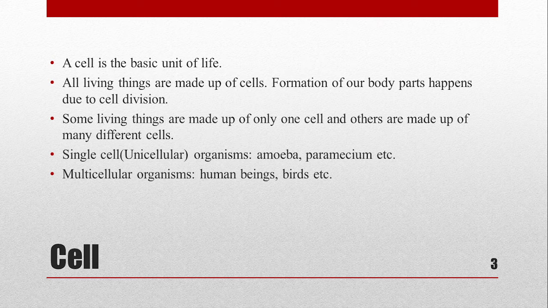Let's begin. So what is a cell? Basically, a cell is the basic unit of life. All living things are made up of cells, and formation of our body parts happens due to cell division. Some living things are only made up of one cell, and others are made up of many different cells. Now, organisms that are made up of only one cell are called unicellular organisms. We have amoeba, paramecium, bacteria as well, yeast, and many more.